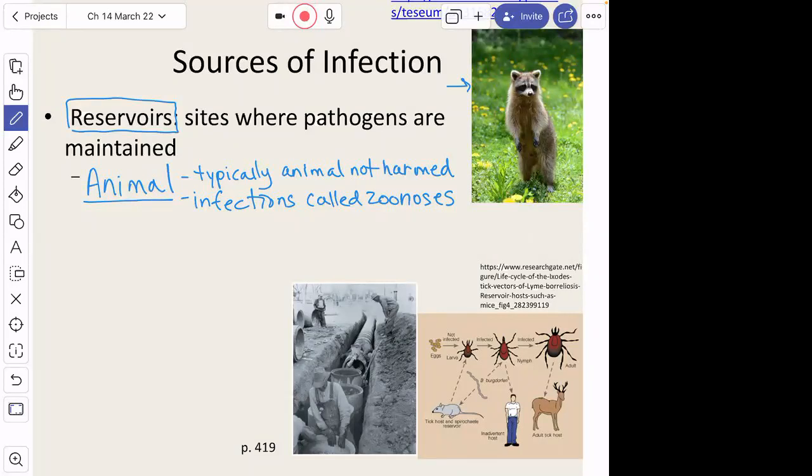Other examples of zoonotic infections: Lyme disease, that's the one I have down here. The white-footed mouse is a reservoir for Lyme disease, especially. Deer can be as well. Insects are not considered reservoirs. So we're talking about animals here, but not insects. We have another name for insects that we'll get to in just a minute. So yes, they're organisms, but they're not animals.